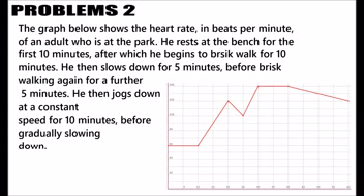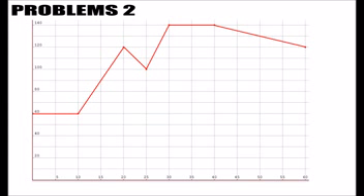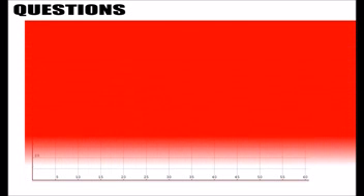The graph below shows the heart rate in beats per minute of an adult who is at the park. He rested at the bench for the first 10 minutes, after which he began to brisk walk for 10 minutes. He then slowed down for 5 minutes before brisk walking again for a further 5 minutes. He then jogged at a constant speed for 10 minutes before gradually slowing down.